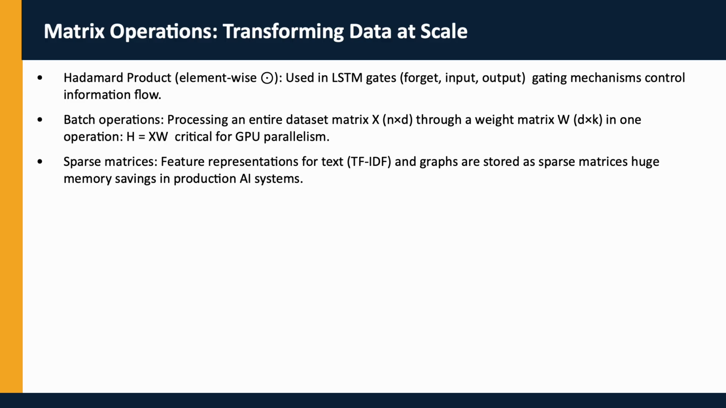So sparse matrices are used for feature representation of text, such as TF-IDF. We'll be discussing that at length. And graphs are stored as sparse matrices, giving huge memory savings in production AI systems.